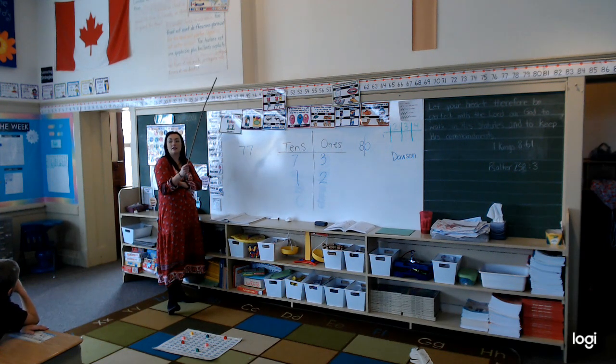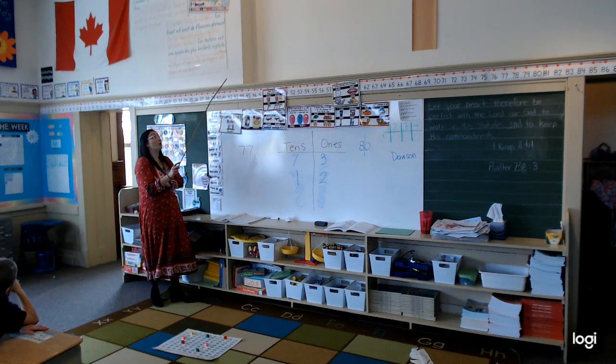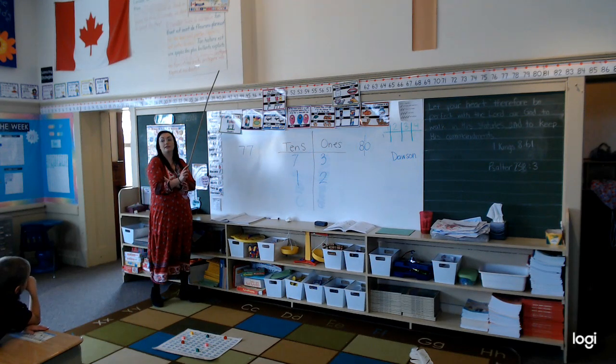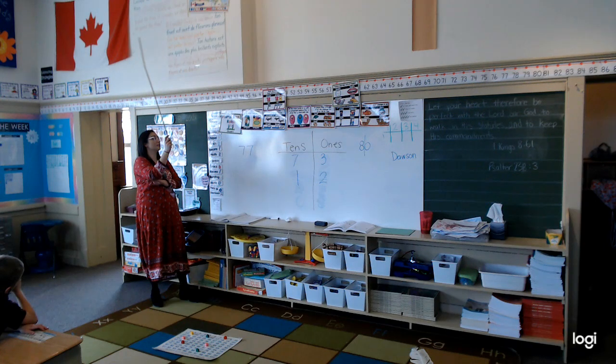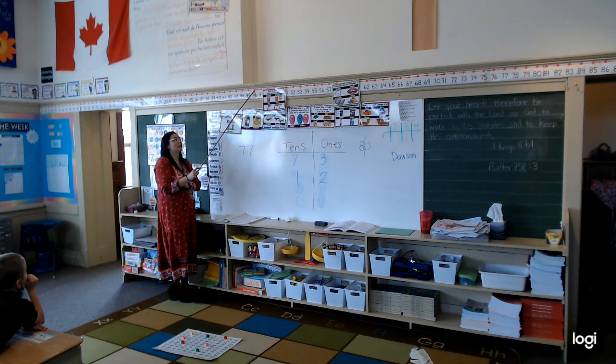Well, pause. What direction am I going to count in? This way or this way? That's right, backwards. So why don't we count it out? So 46, 5 less. So we're going to count to 5 backwards. Ready? 1, 2, 3, 4, 5. Evan, what is the answer, my friend?